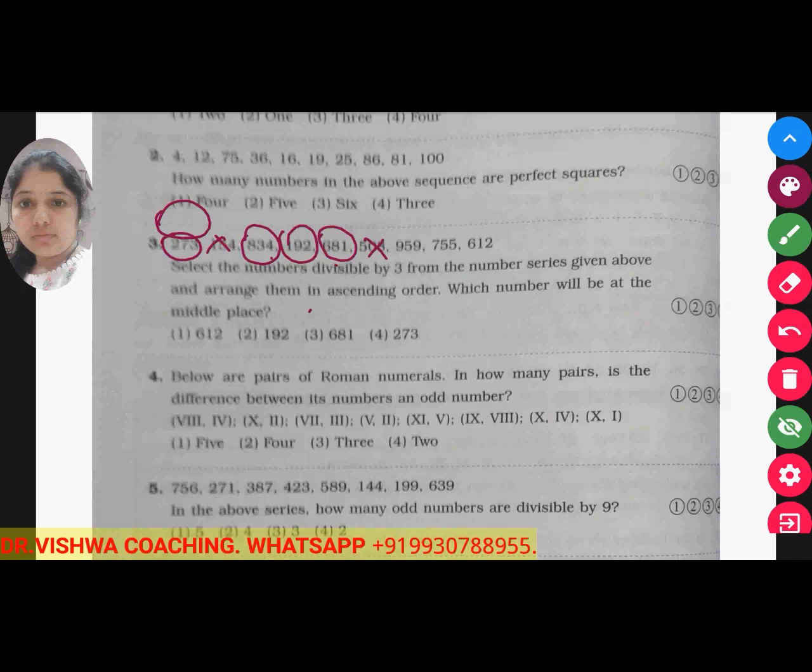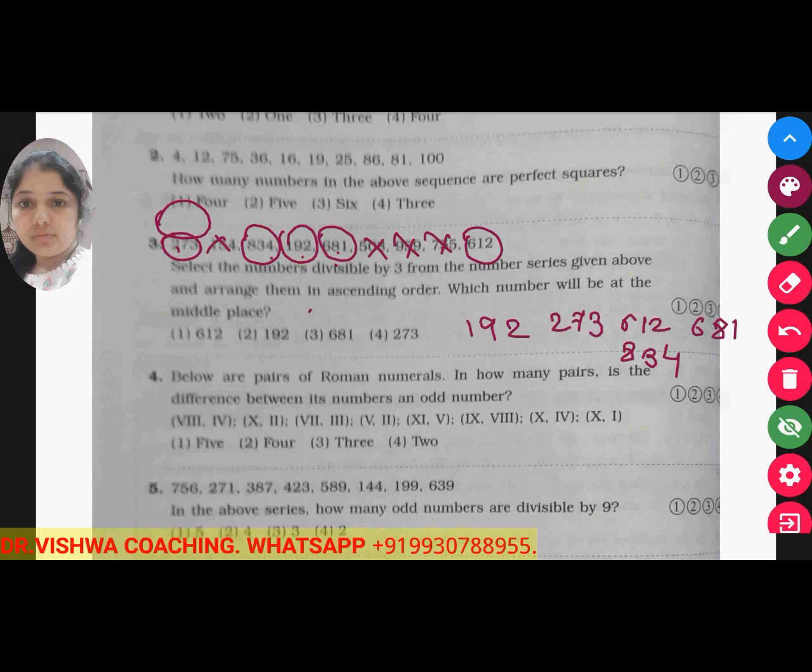9 and 9 is 18, 18 plus 5 is 23. Again 23 is not divisible. 17 is not divisible, and again this is divisible. So there are 1, 2, 3, 4, 5 numbers which are divisible by 3. Now we have to arrange them in ascending order. So the smallest among all is 192, then 273, then 612, then 681, and in the last 834.